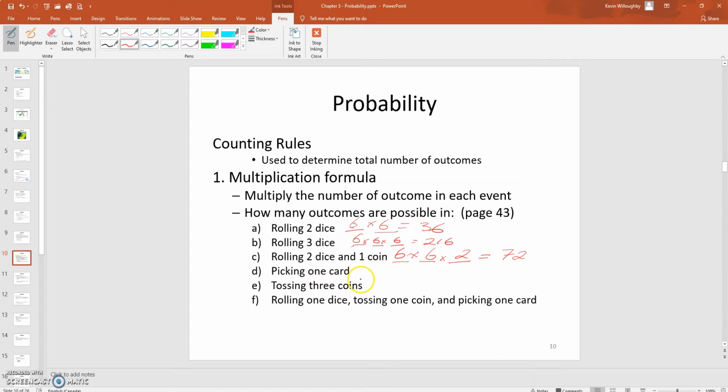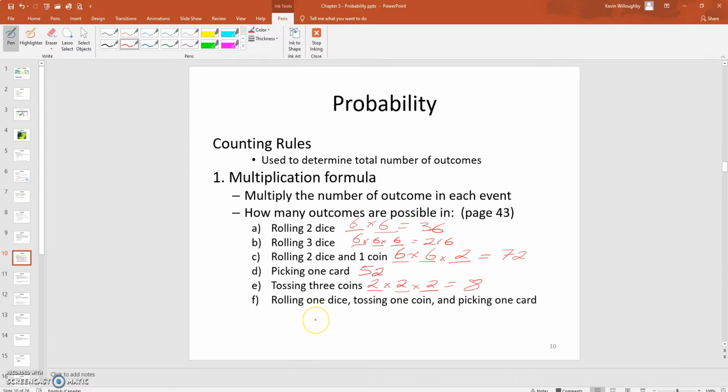Picking 1 card, we're just going to assume this is a standard deck of playing cards. So we have 52. Tossing 3 coins. 2 outcomes for the first coin, 2 outcomes for the second coin, times 2 outcomes for the third coin, multiplying those across, 8. So there's a total of 8 different ways those coins should appear.